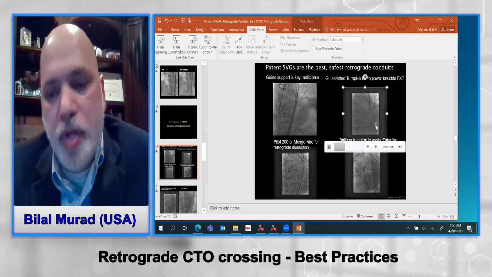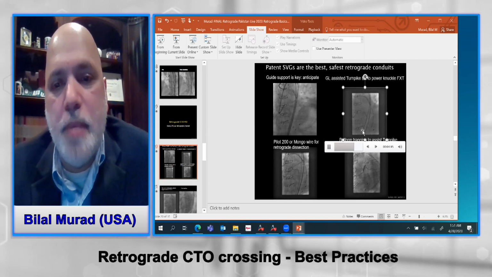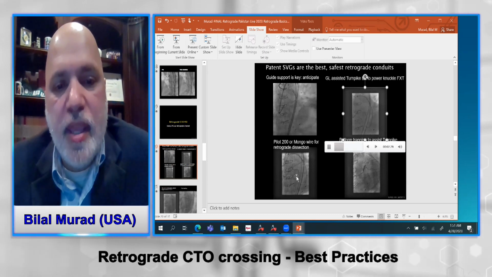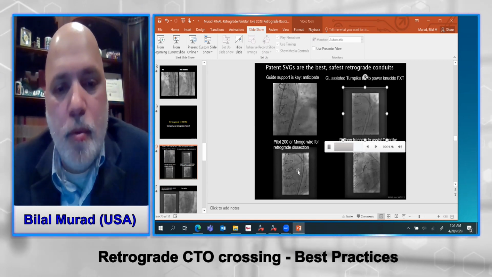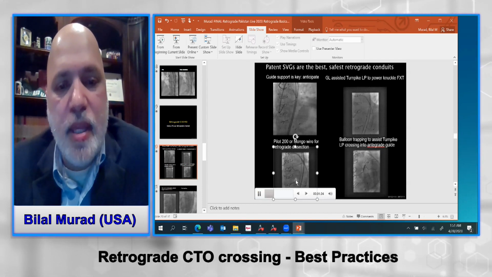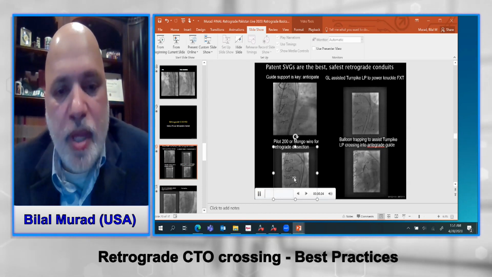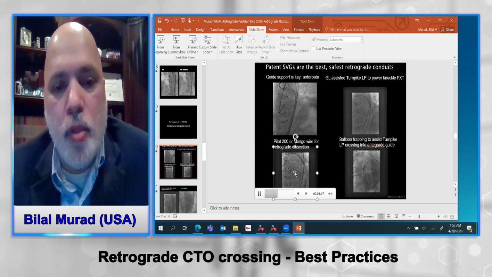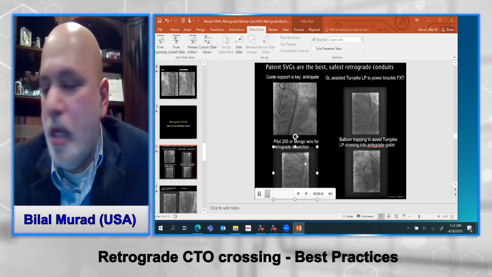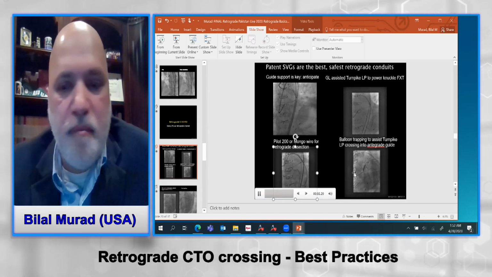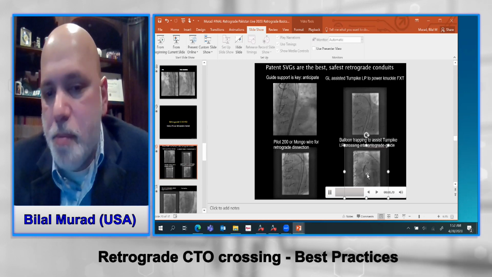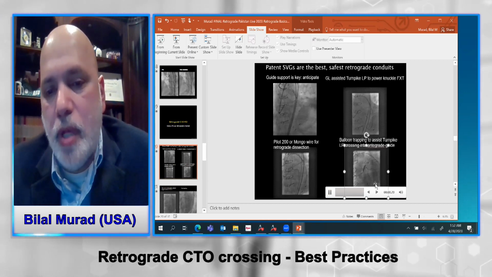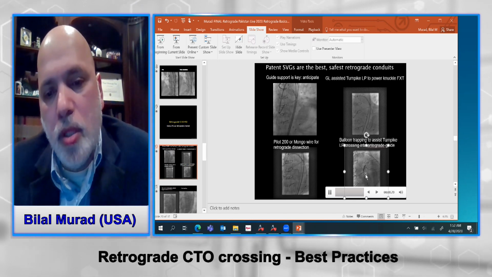Utilizing that guide liner to put in my retrograde Turnpike LP and wiring up to the distal cap with the Fielder XT. Once I get there and I advance my Turnpike LP using the guide liner for support, then I can exchange my wire, make a nice knuckle, and then really push the knuckle hard, letting it dissect all the way through this densely calcified segment until it reaches the distal left main. In this particular case, because of the calcification in the proximal circumflex, I'm not able to advance my Turnpike LP all the way into the aorta.